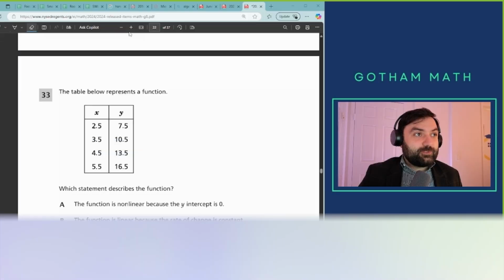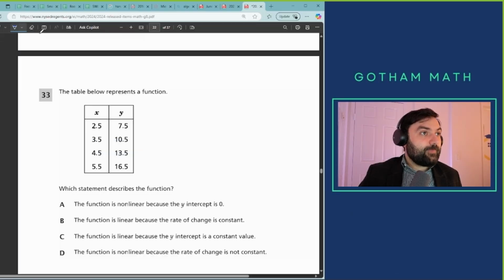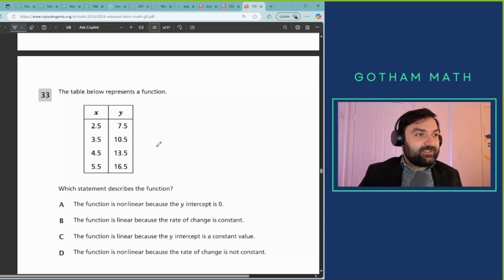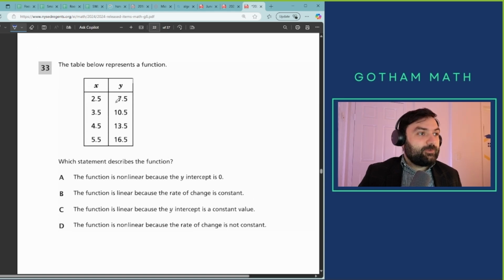So we're going to start with question number 33. This is the beginning of the third book of the 2024 released state test practice. And let's just go ahead and solve these questions. Starting with number 33, we have the table below represents the function. So we have a table. Which statement describes the function?